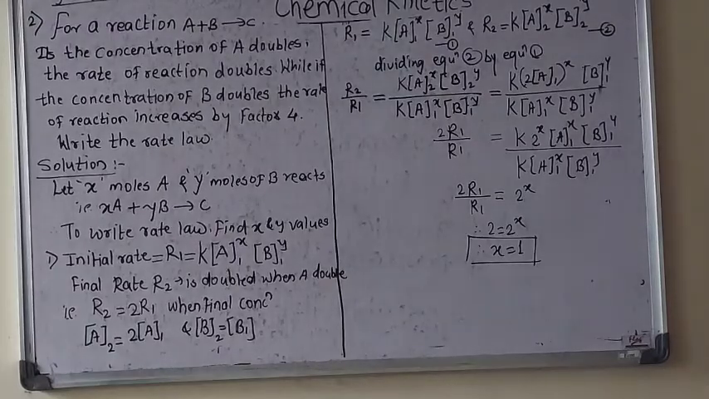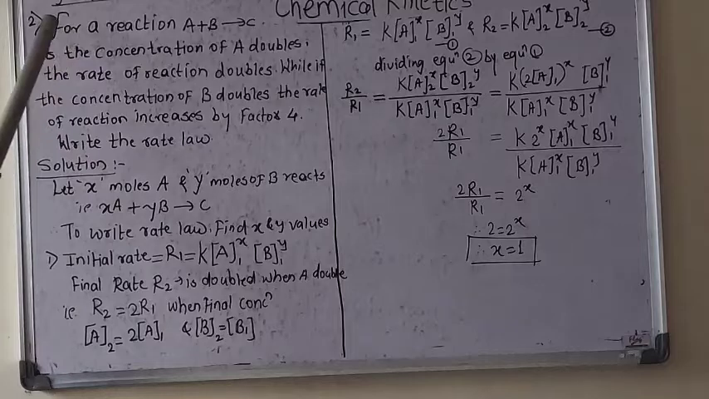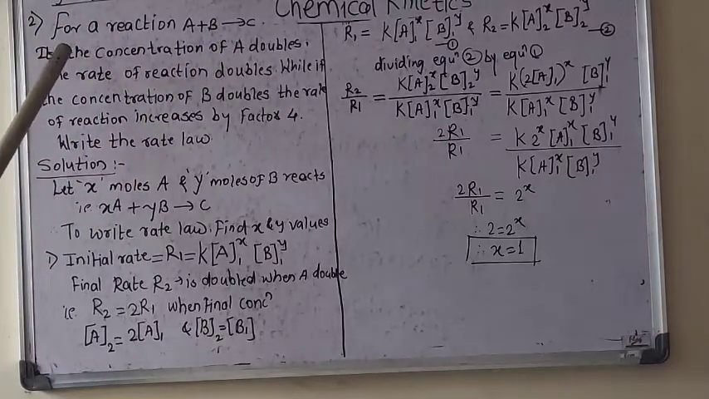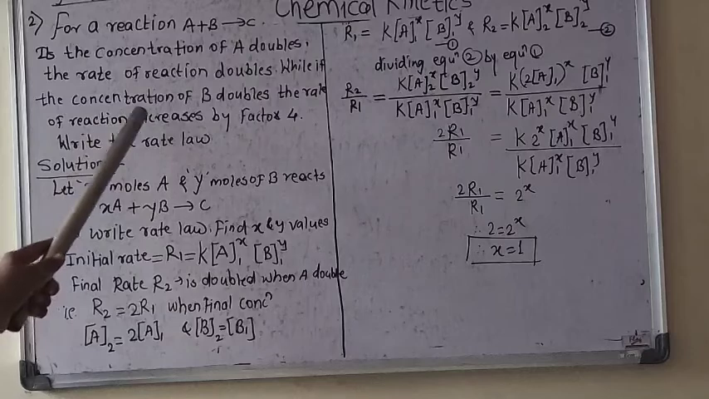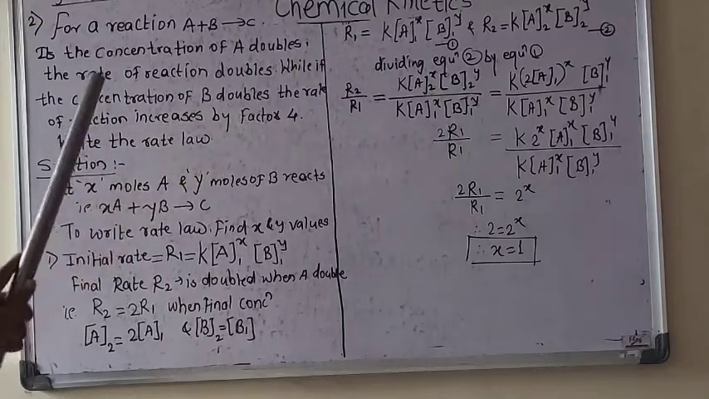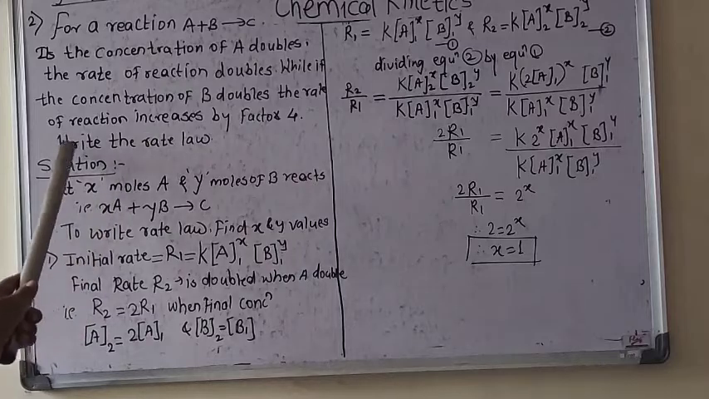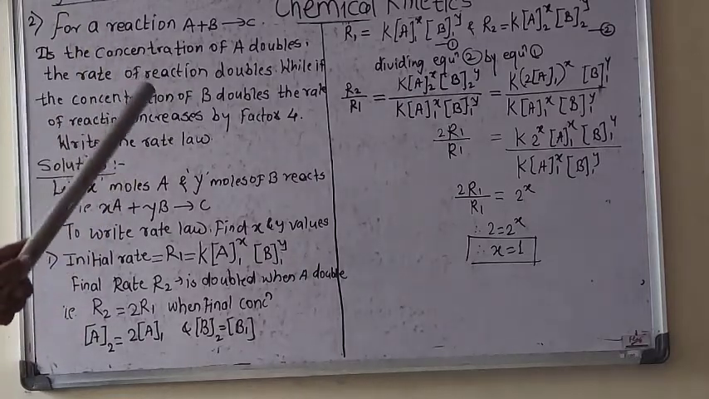Okay, so we are going to see the next problem. For a reaction A plus B gives C, if the concentration of A doubles, the rate of reaction doubles, while if the concentration of B doubles, the rate of reaction increases by a factor of 4. Write the rate law. Here we have to write the rate law for this reaction.